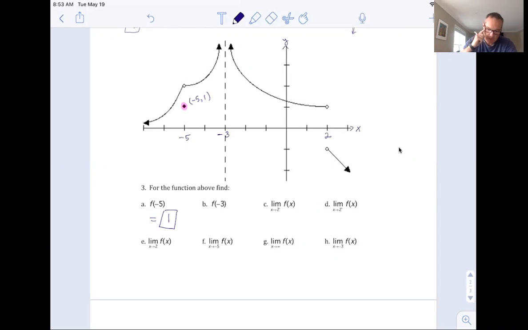F of -3, if you look at it, there's a vertical asymptote there. Nothing touches it. It's undefined. Generally, if we're trying to find a y value, it's undefined. If we're trying to find a limit, we say the limit does not exist. But if you wrote does not exist, that's fine with me.